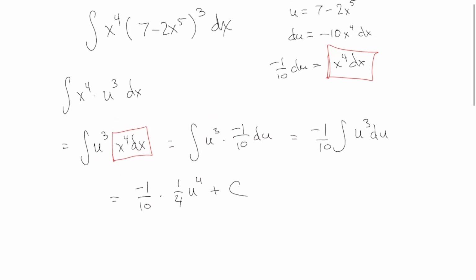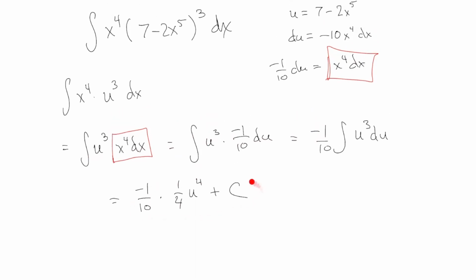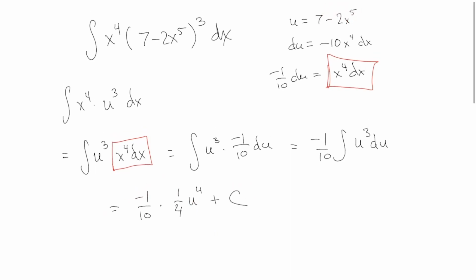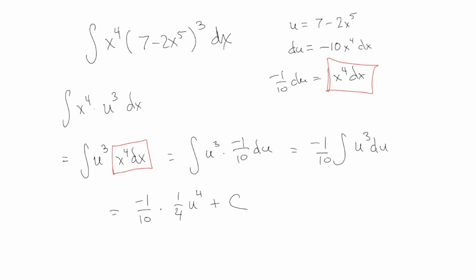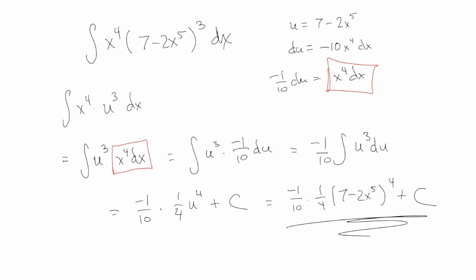One last step, which is always easy to do, is you want to express the answer in terms of x, which is the original variable. And so how do we put x's back? This u is that in terms of x. And so we just replace u here with that stuff. So I end up with minus 1/10 times 1/4. And now instead of u, I'm writing 7 minus 2x to the 5 to the 4 plus c, like that. This is my final answer.